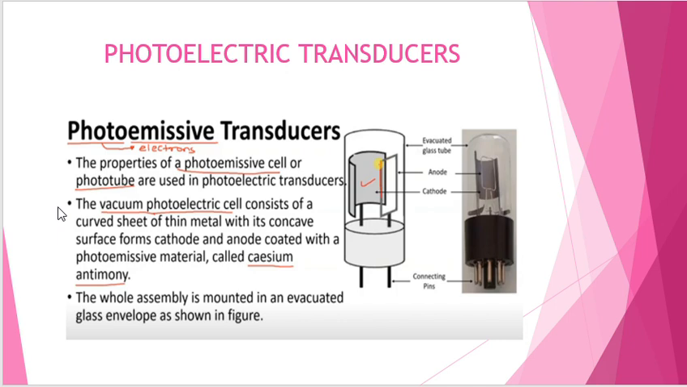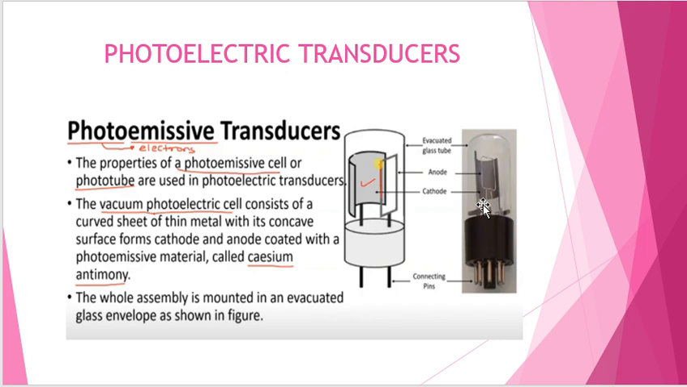So basically, here is how it's set up. It includes a vacuum photoelectric cell made of glass. Inside here are an anode and a cathode. That is the anode here and that is the cathode here. We are going to use some photosensitive material on this. Like we mentioned earlier, in this case the photosensitive material is calcium antimony. After that the glass tube is evacuated, meaning a vacuum is created inside.